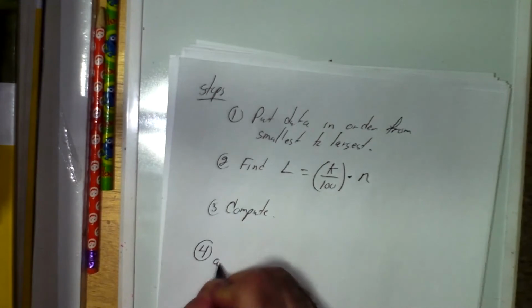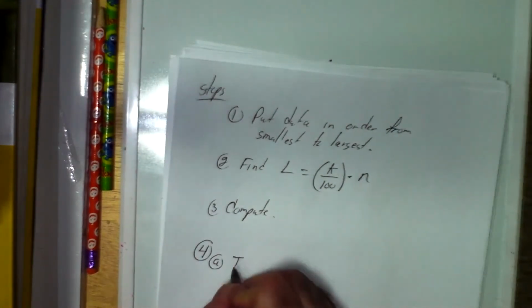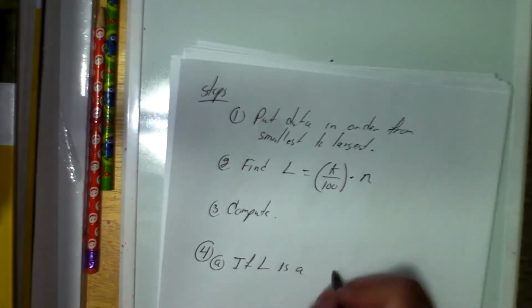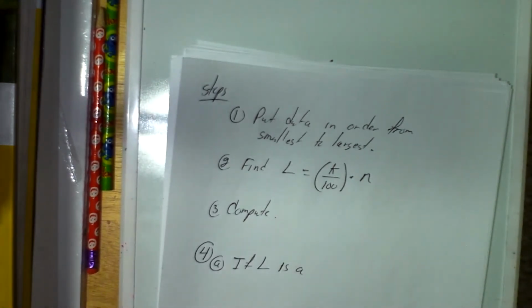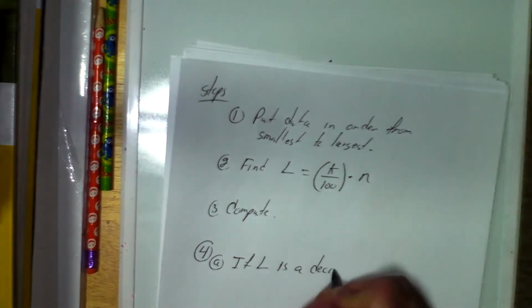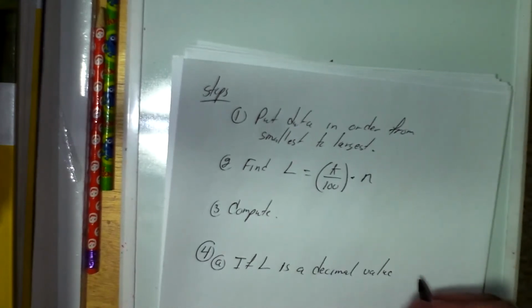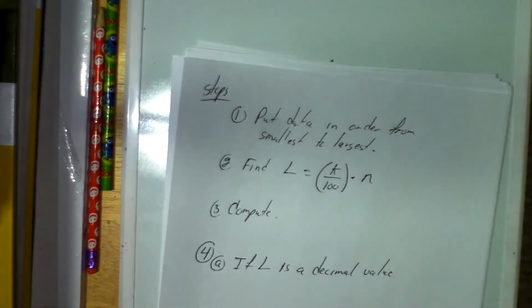So we'll put A. If L is a decimal value, you're going to round up. Round up.